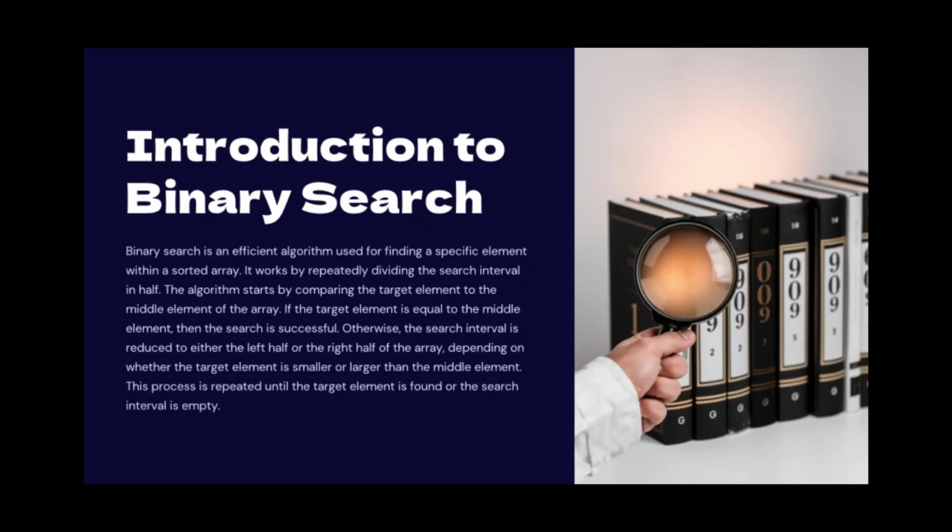Binary search is an efficient algorithm used for finding a specific element within a sorted array. It works by repeatedly dividing the search interval in half. The algorithm starts by comparing the target element to the middle element of the array. If the target element is equal to the middle element, then the search is successful.